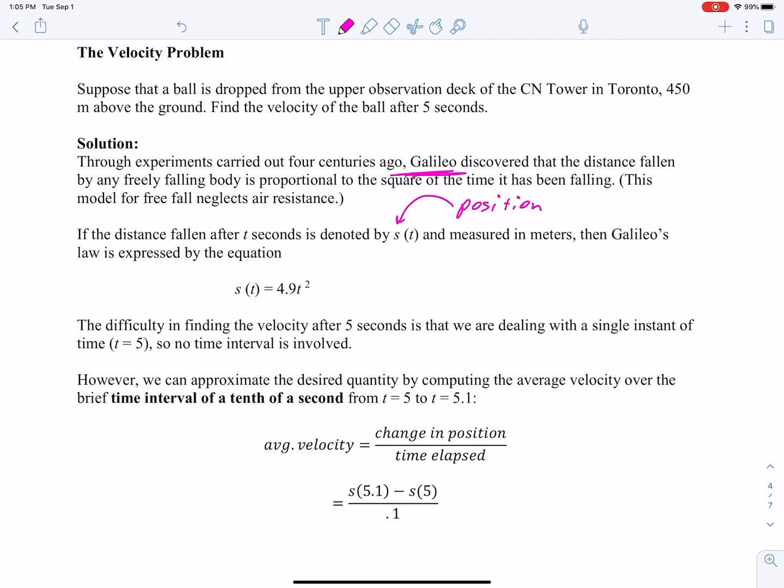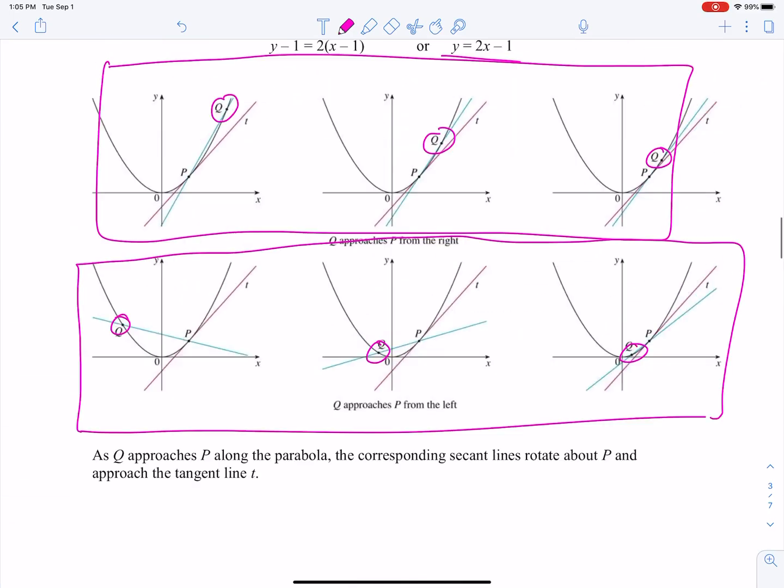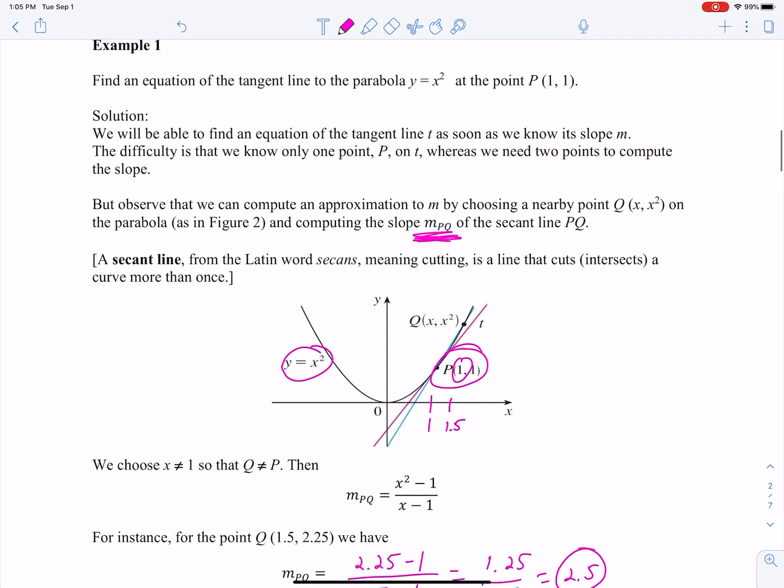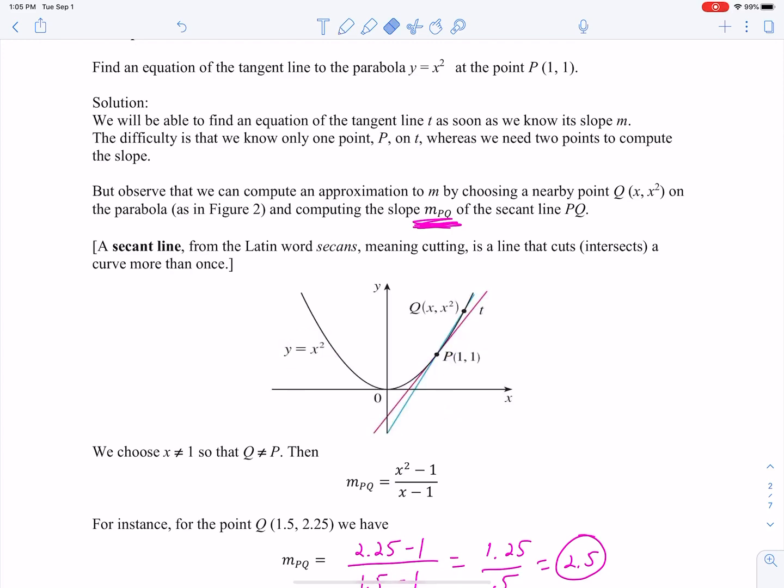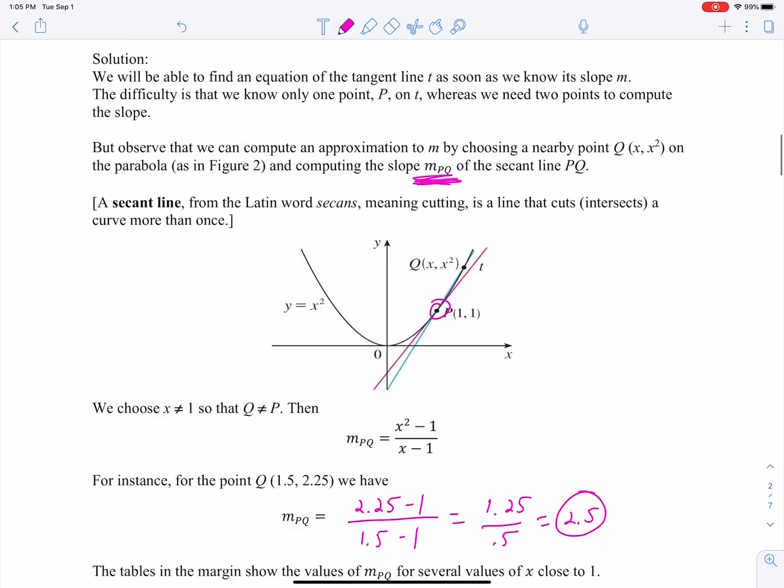The difficulty in finding the velocity after 5 seconds is that we're dealing with a single instant of time at time equals 5. So the way this ties into what we were just talking about with the limits is if we go back up here, the problem is we only had 1 point given to us on that tangent line. So what we did was we brought that second point Q infinitely close, got our second point, and then we were able to calculate the slope.